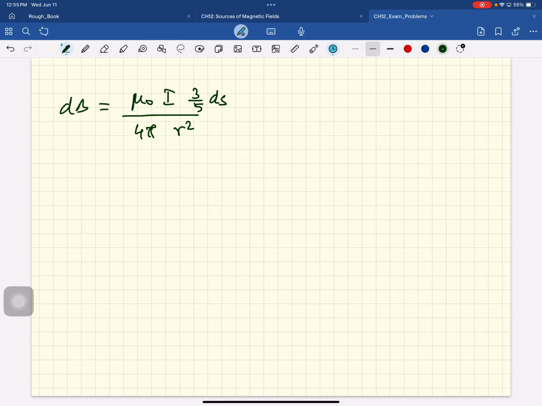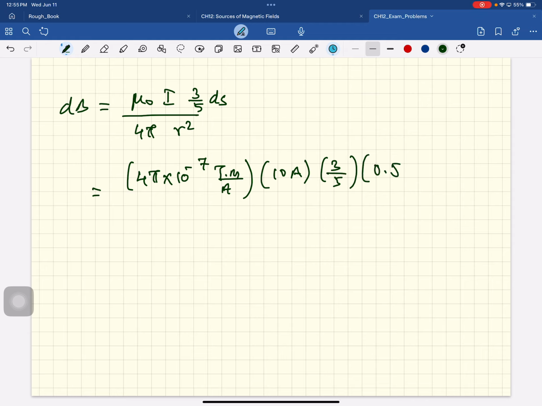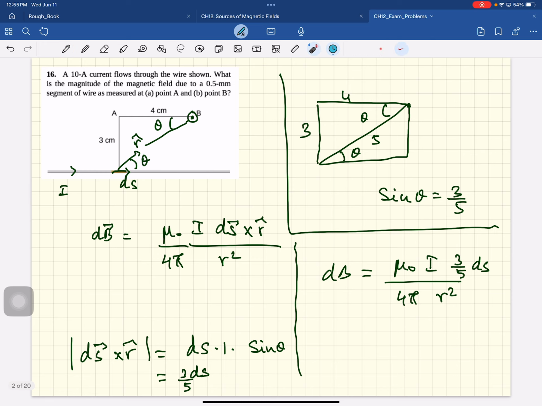So the magnetic field: mu naught is 4 pi times 10 to the minus 7 Tesla meter per amp. I, the current, is 10 amps. 3/5. ds is 0.5 millimeters. R is 5 centimeters.